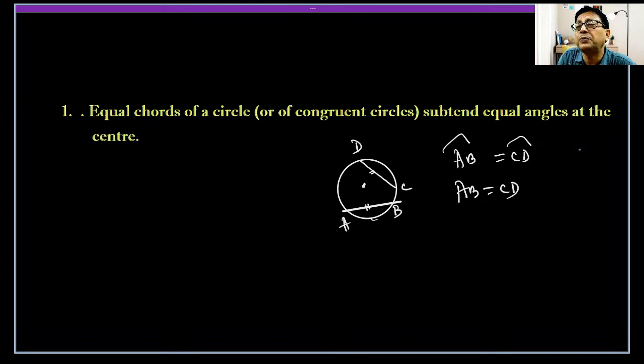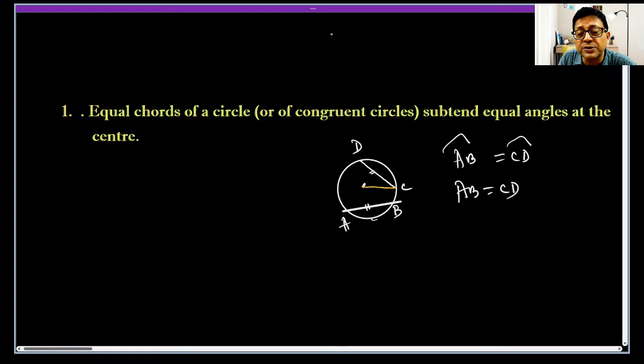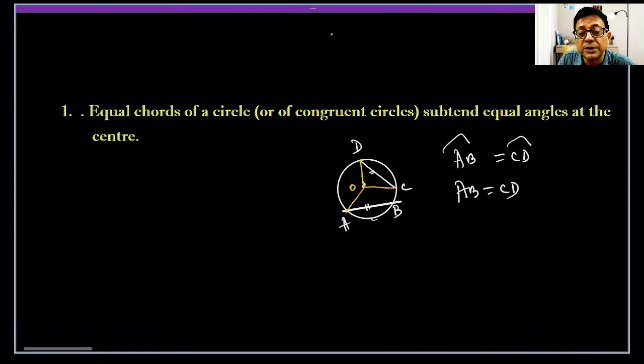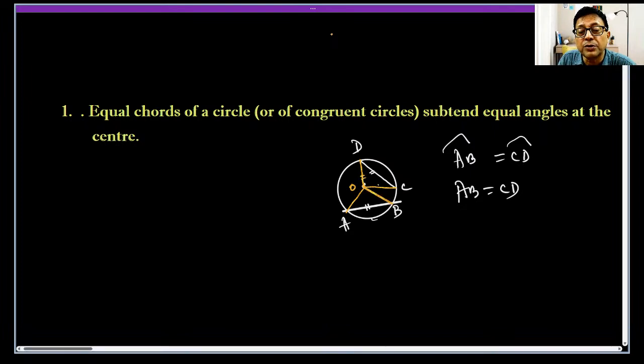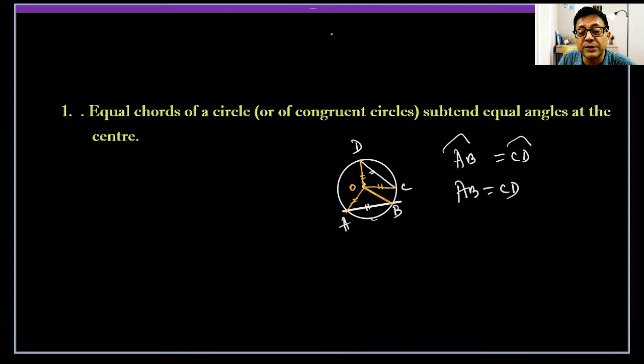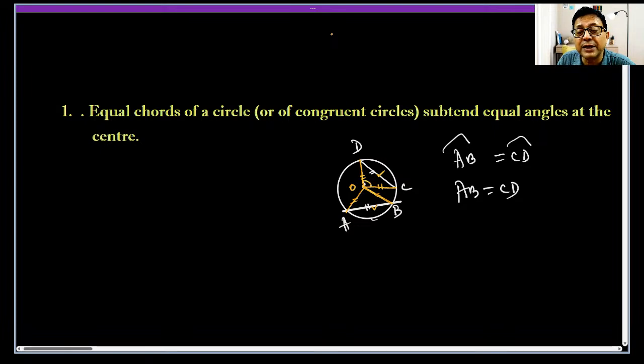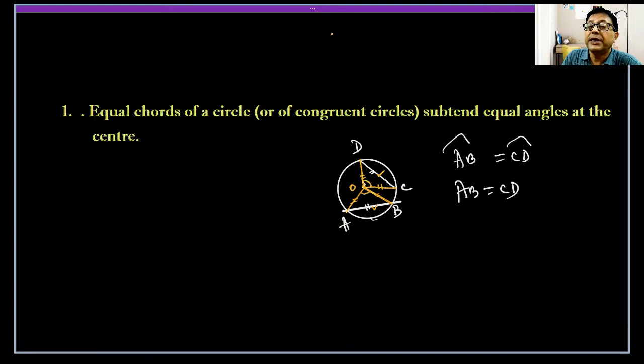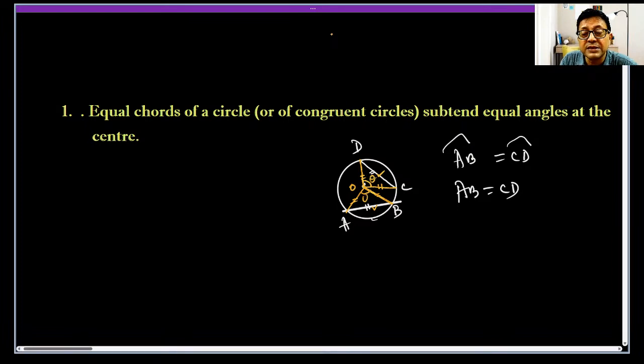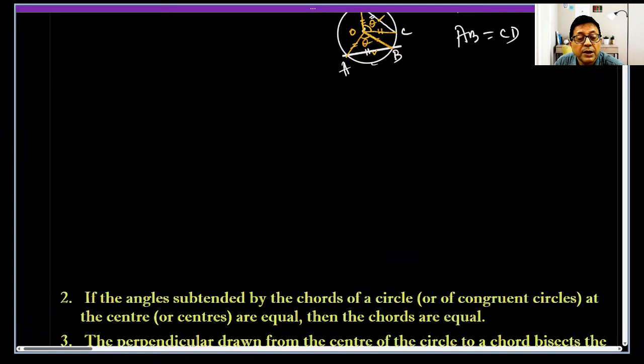It's very easy to prove. Anybody can do it by using congruency of triangles. Join this. This you have taken as the center of the circle. Join these two also. This thing equals this thing, both are radii. This thing equals this thing. And this is equal to this. So these two triangles are congruent. So this angle must be equal to this angle. Equal chords will subtend the same angle at the center. Clear? Next one.